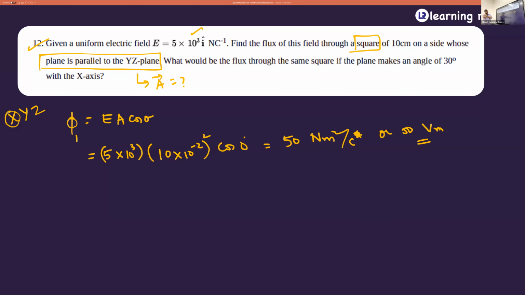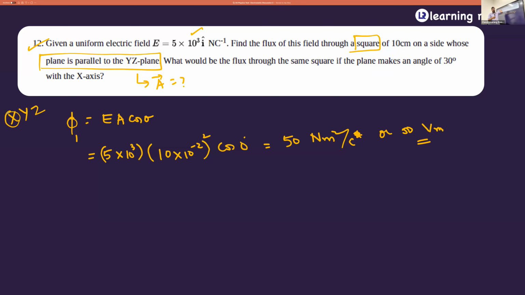What would be the flux through the same square if the plane makes an angle of 30 degree with the x-axis? See, initially the plane was like this. Now, the plane makes an angle of 30 degree with the x-axis. This angle is 30. Then what is the direction of area vector? So it makes an angle of 60. Had you taken the answer as 30 and solved it, you would have got the wrong answer.